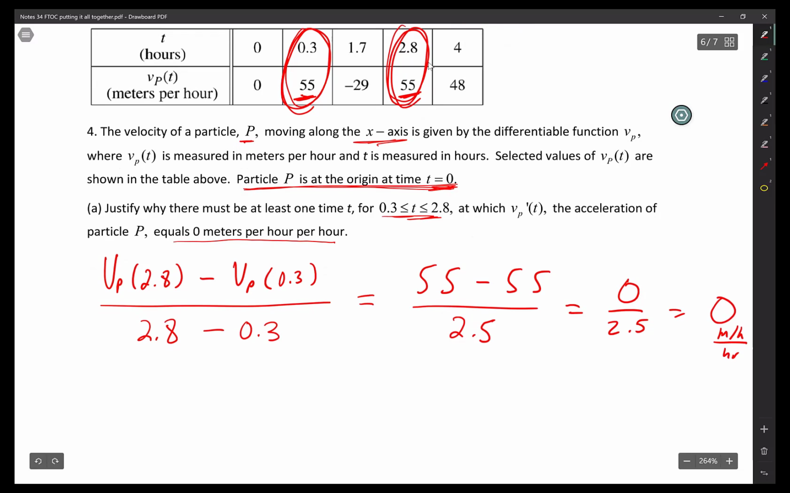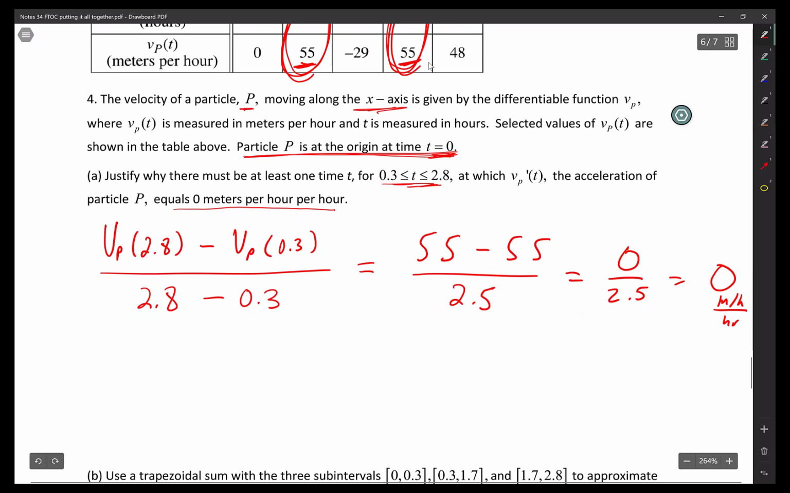All right, we still have not justified. We've got to write a sentence. What theorem am I going to use to prove this one? I don't know, Travis. MVT? Yeah, MVT, guys. I'm going to state that velocity is differentiable because it tells me right there. So because it's differentiable, I know I'm continuous.